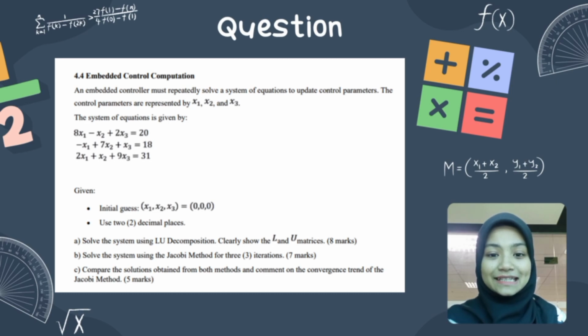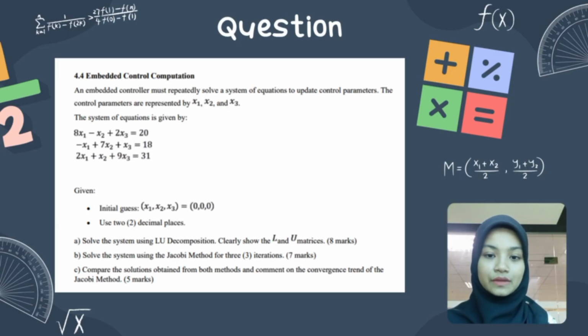I would like to present a group assignment for chapter 4. My group has been assigned question 4.4, which is related to embedded control computation. An embedded controller must repeatedly solve a system of equations to update control parameters. The control parameters are represented by x1, x2, and x3.